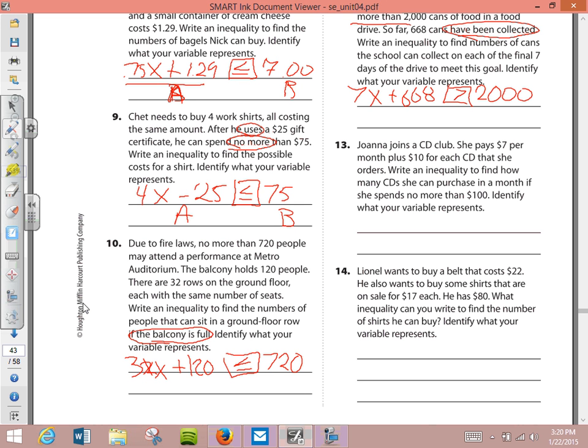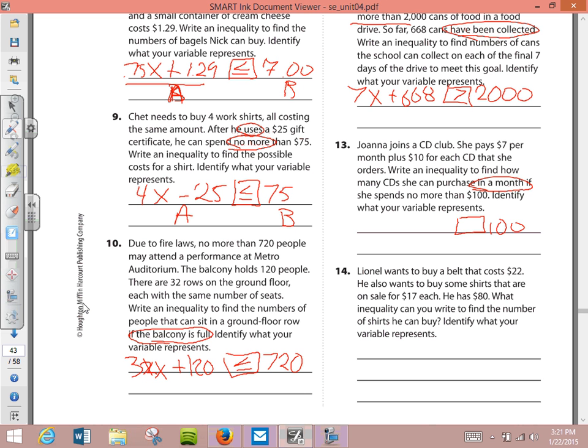Joanna joins a CD club. She pays $7 per month plus $10 for each CD that she orders. Write an inequality to find how many CDs she can purchase in a month, if she spends no more than $100. What is Y? What is B?